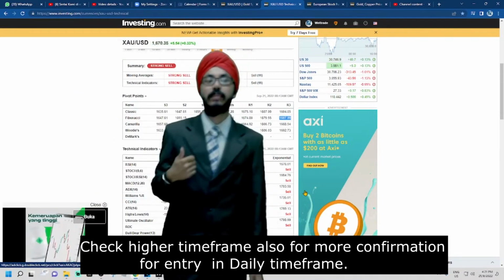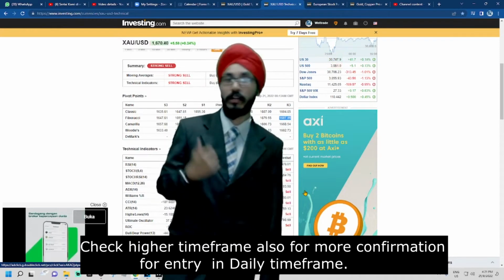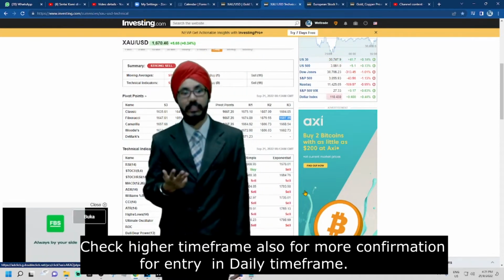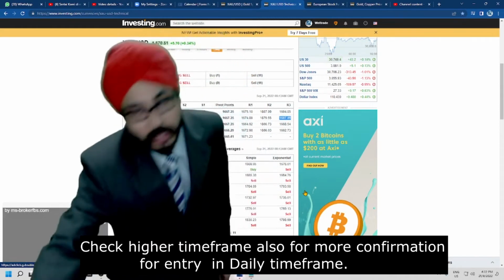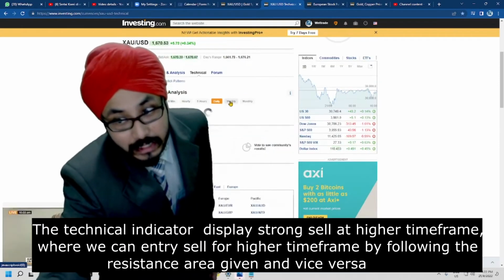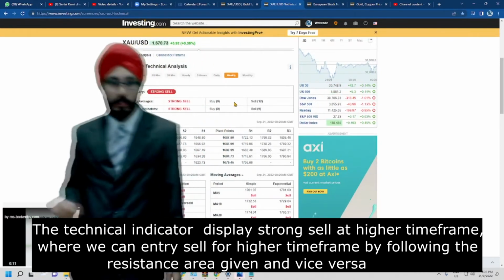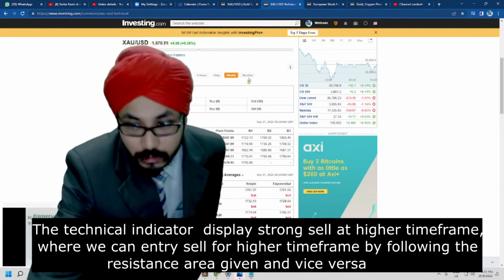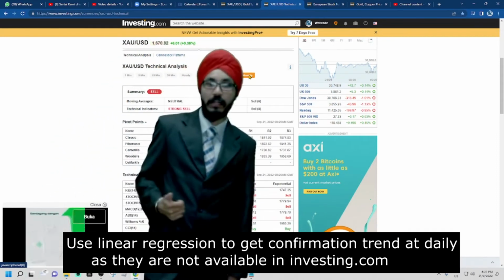What would happen is that we will look for an entry for sell, where we will go to our resistance 1, resistance 2 as well as our resistance 3. Moving forward, if we would like to confirm this, we can always look at a much higher time frame to see what the technical indicators are saying. As we could see in the weekly, it's also a strong sell, and in the monthly, it's also a strong sell as well. So we will have to look for a sell.